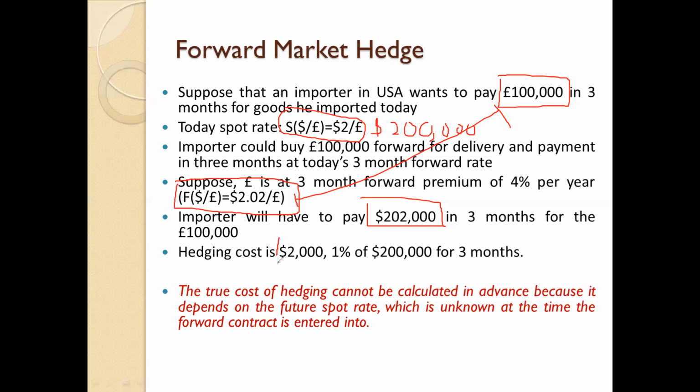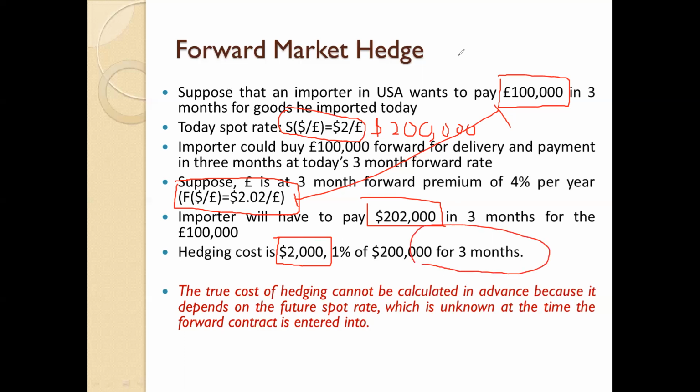So finally, what we are looking at as the hedging cost is the difference between what we are actually going to pay and what we were supposed to pay at the spot rate price. So we are getting the hedging cost as $2,000. That is 1% of $200,000 for 3 months.